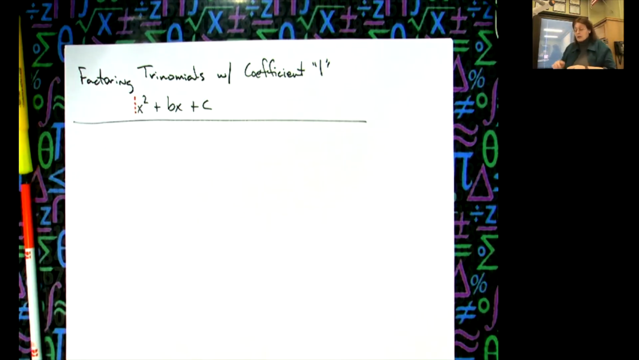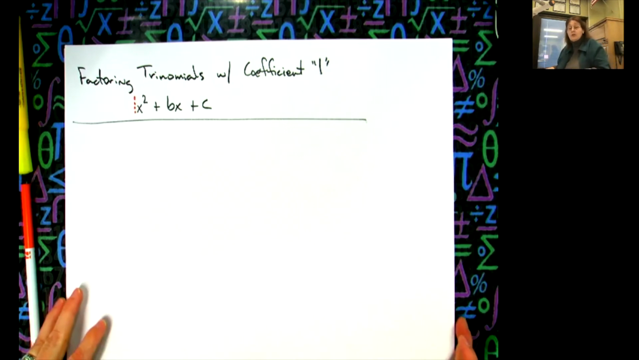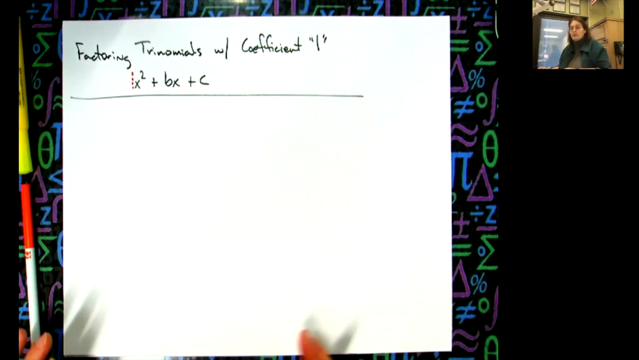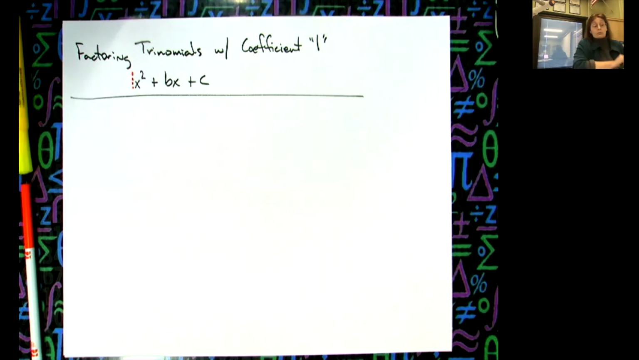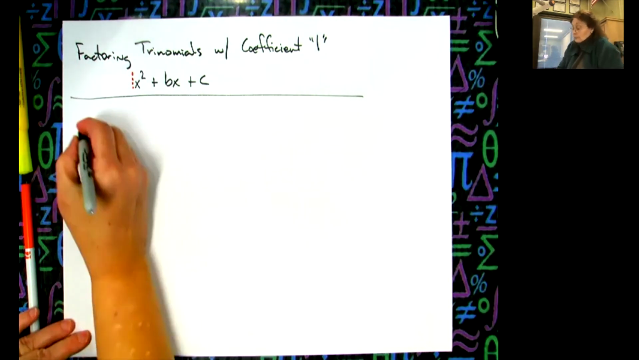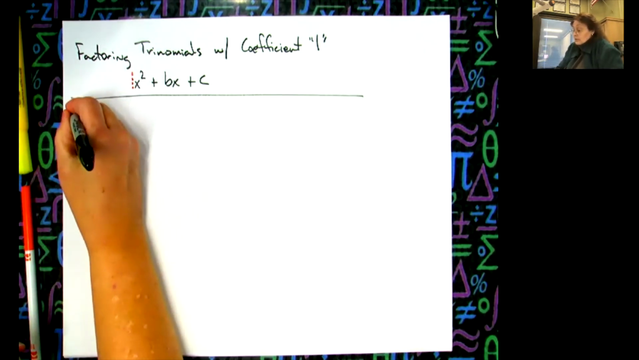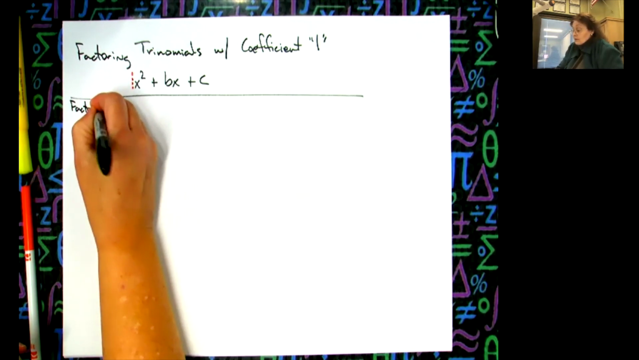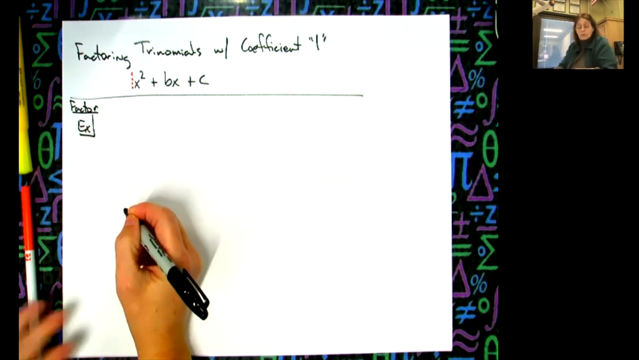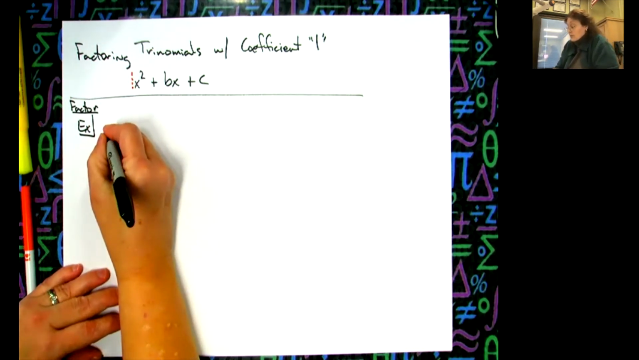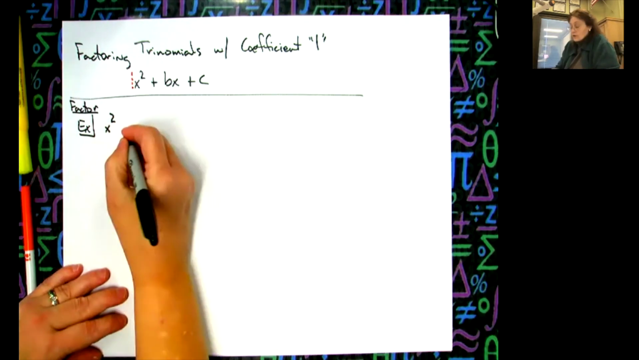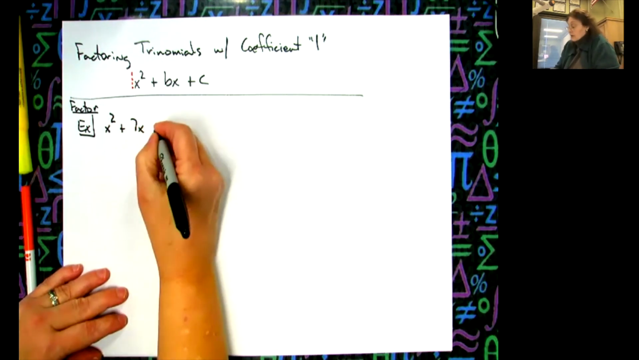Now, especially since I think this is probably the first time you've seen this, I'm going to be very, very detailed and we're going to show a lot of work. Eventually, you're going to get to where you can factor these really super fast. So let's take a look at, again, directions would have said factor. I don't always write that down, but we know that's what we're doing here. Let's go with something that's got all plus signs: x squared plus 7x plus 12.